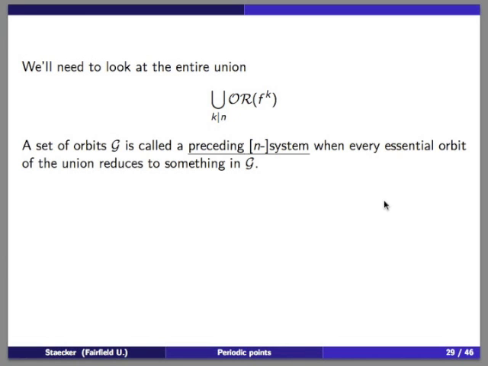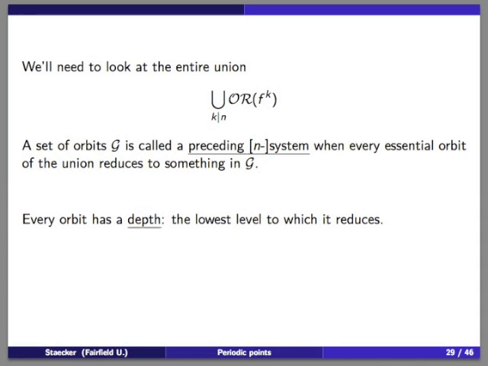And a set of orbits at various different levels. A set of orbits is called a preceding system. This is also sometimes called a system of representatives. I like the word preceding, though. A preceding n system, when every essential orbit of the union up there reduces to something in G. So you consider all of the orbits and you want to know what do they all reduce down to. So a preceding system is a single set of orbits which everything else reduces to. All right?